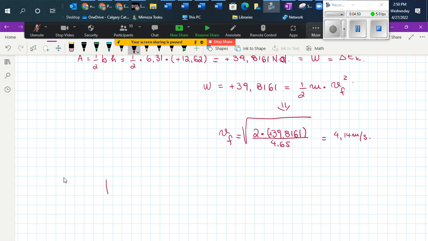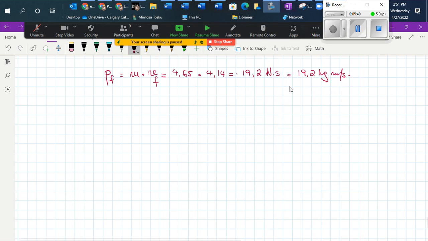And now, if we are going to calculate momentum at that moment when it has moved 6.31 meters, it will be mass times velocity, and this will be the final velocity, so it will be 4.65 times 4.14, which equals, of course positive, 19.2 newtons times seconds or kilograms meters per second.